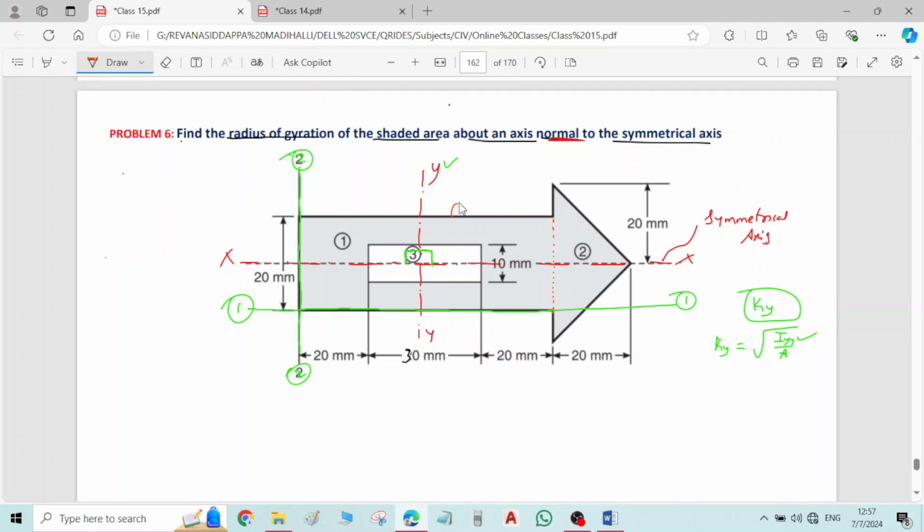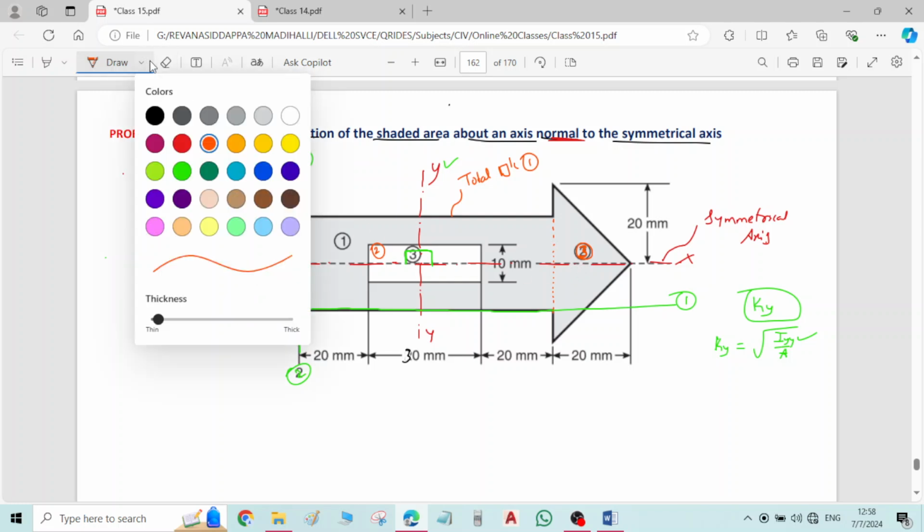So I will take this total rectangle as component number 1. Then this smaller rectangle is there. Now I will take it as component number 2. And I will take this triangle as component number 3. Now let me mark the centroids and let me write the centroid distance as well.